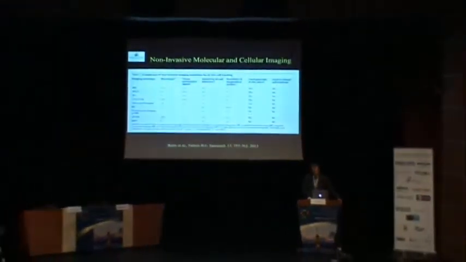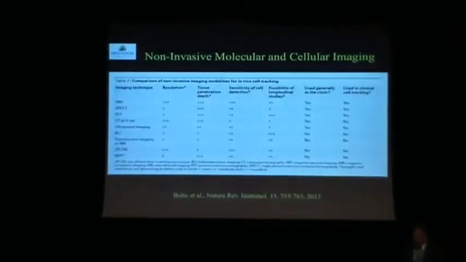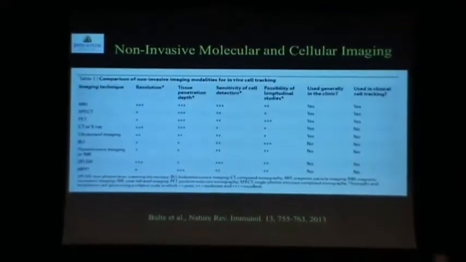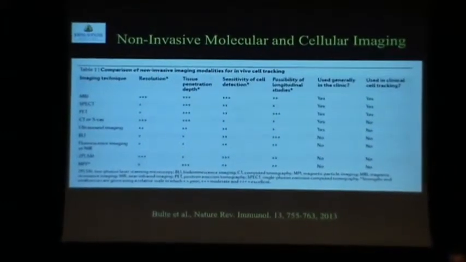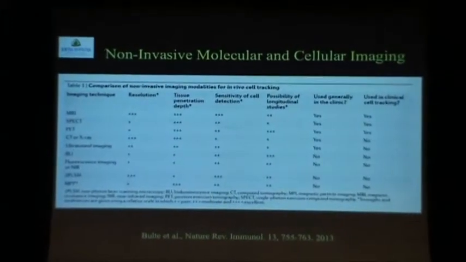So what I'd like to do is tell you a personal opinion about some of the applications I think are possible with MPI, and how we can learn from other techniques, mostly MRI, what the applications could be using these tracers and the field. There are several non-invasive molecular and cellular imaging techniques that can be used to look at biological processes. They're all listed here.